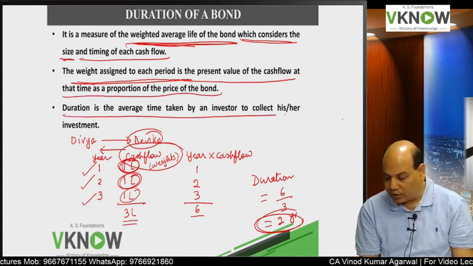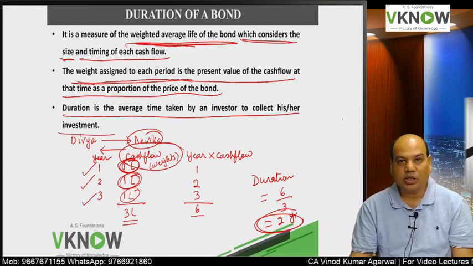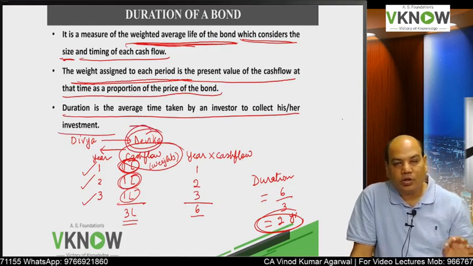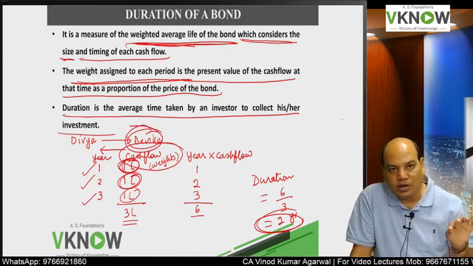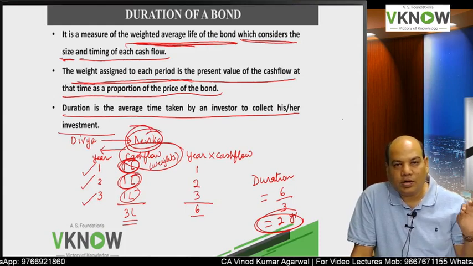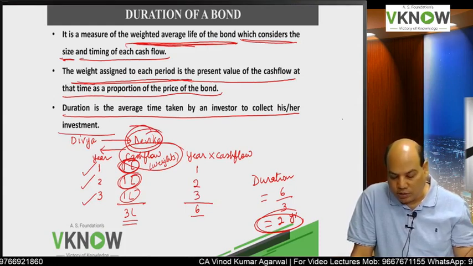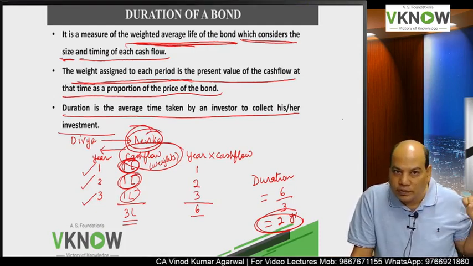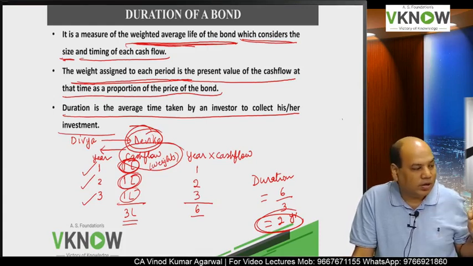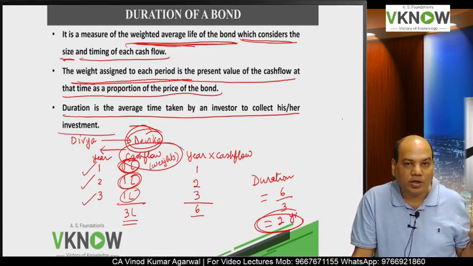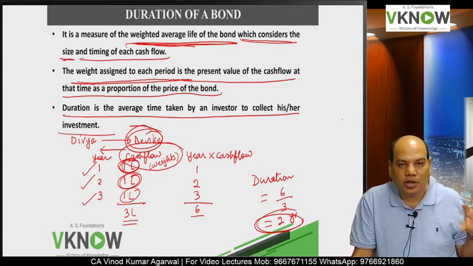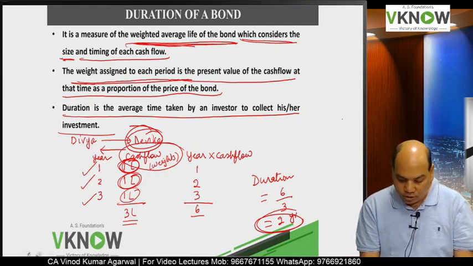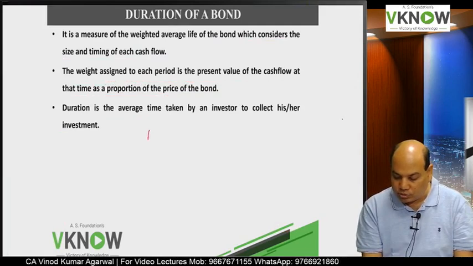Duration is the average time taken by an investor to collect his or her investment. So Devika has given a loan to Divya. The average time taken by Devika to recover her loan to Divya is 2 years. Some amount was recovered in year 1, some amount in year 2, some amount in year 3. So the average time taken to recover her investment is 2 years. Okay. Now the same thing applies to a bond also.